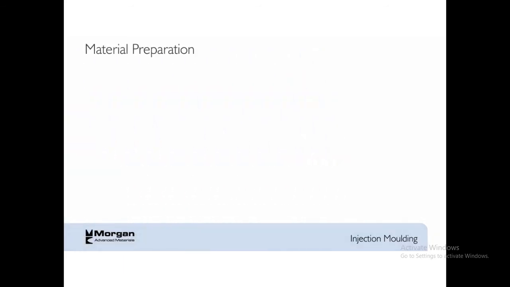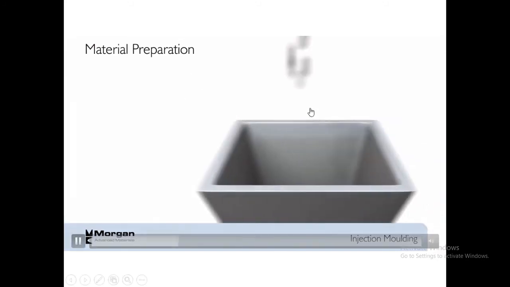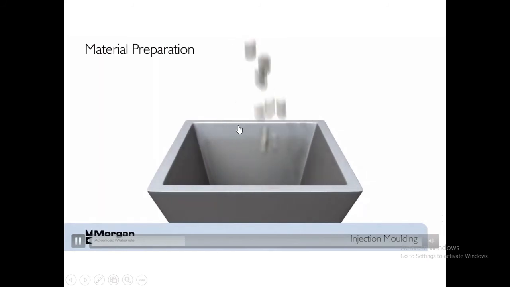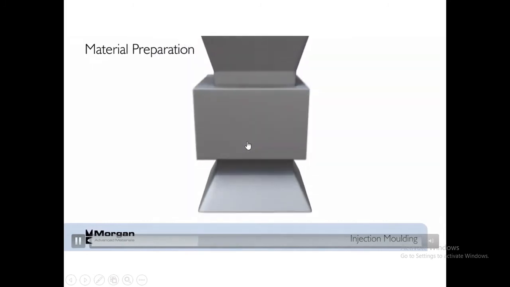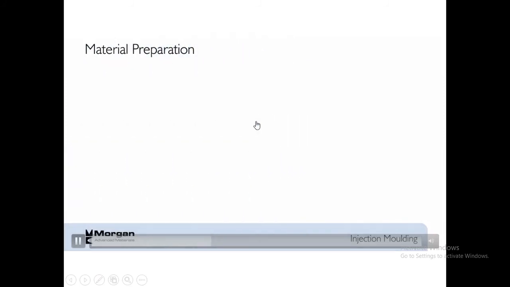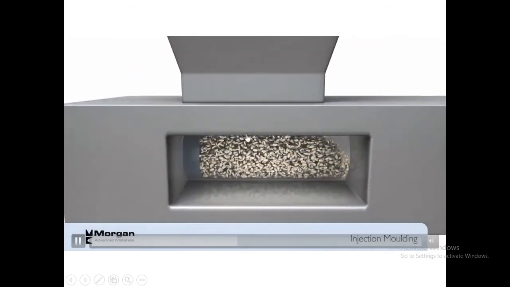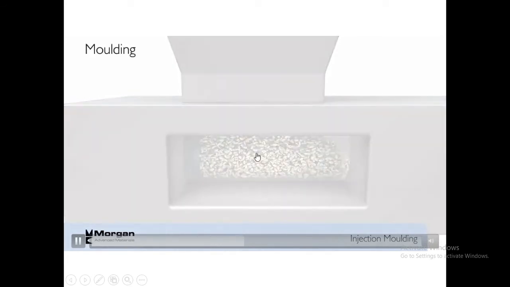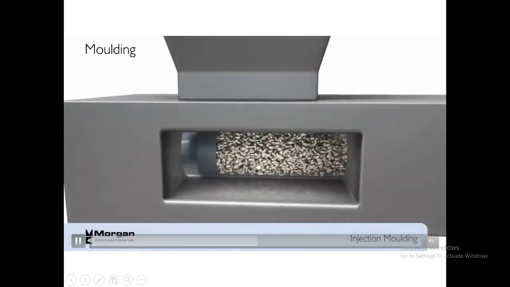And now what is the next step? The next step is material preparation. The mix is then granulated. What do we mean by granulated? The mixture is granulated in such a way that the output obtained is in the form of uniform pellets. Those pellets are fed into the chamber to form a feedstock. These pellets are then liquefied and forced into a mold.